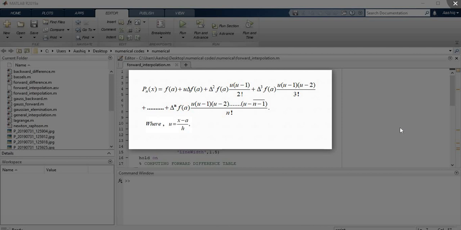And as you know, del f of a and del square f of a are the differences at the point a, where del f of a is the first order difference at the point a, and del square f of a is the second order difference at the point a.